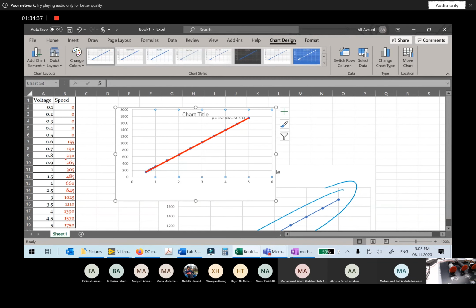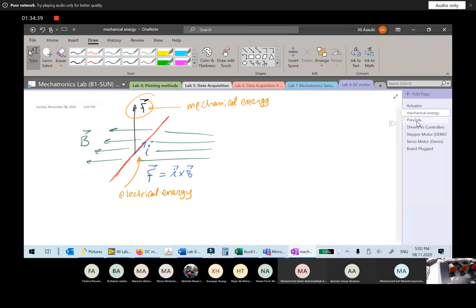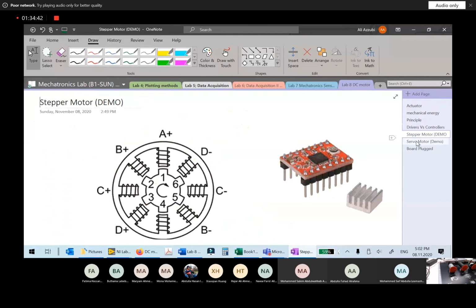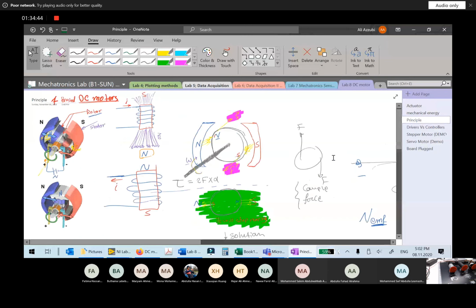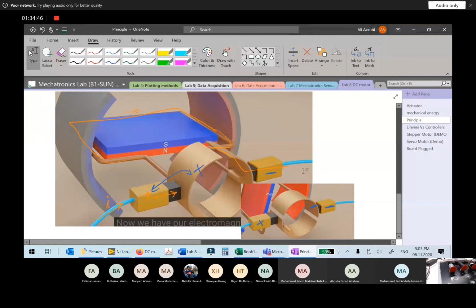Okay, let's take this curve and go to OneNote, add a few pieces of information, and then we are done. So I'll put this in the principal page here. Okay.